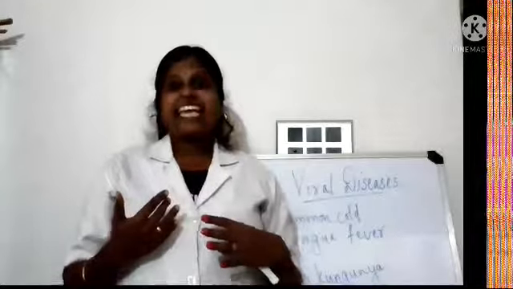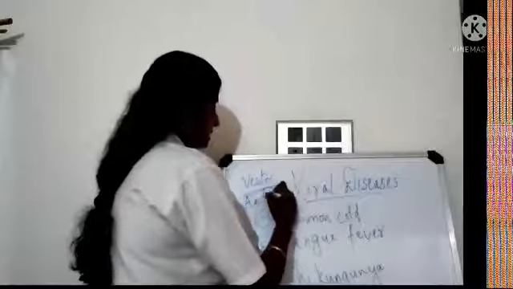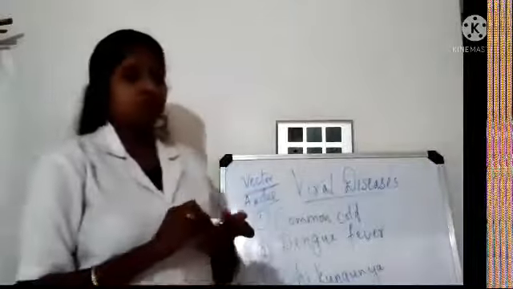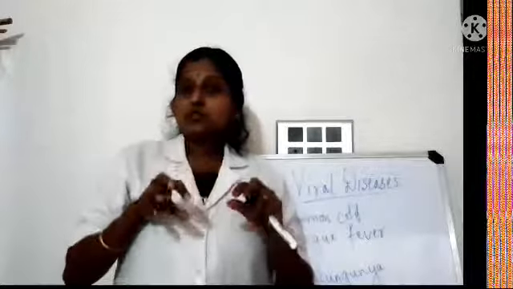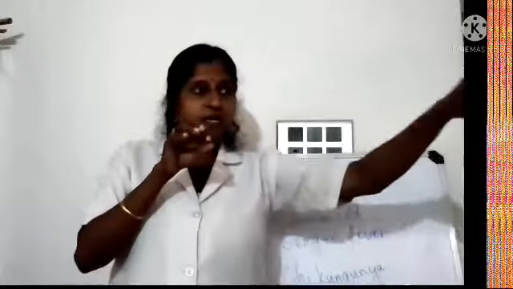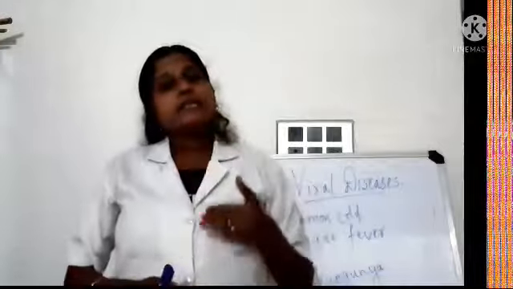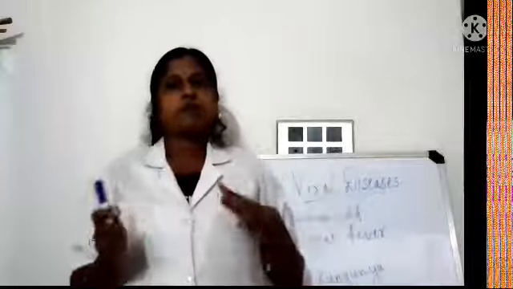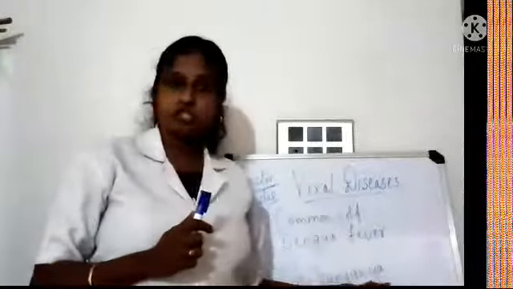Aedes mosquito. A-E-D-E-S. So what is the name of the mosquito? It is A-E-D-E-S. Aedes mosquito. Aedes aegypti is the one causing this. So this Aedes mosquito goes and bites the infected person and again goes and bites the healthy person. So from the infected person, the virus is transferred into the healthy person. Understood? Like that, the disease is spreading from one person to another, both the diseases, that is dengue and chikungunya.